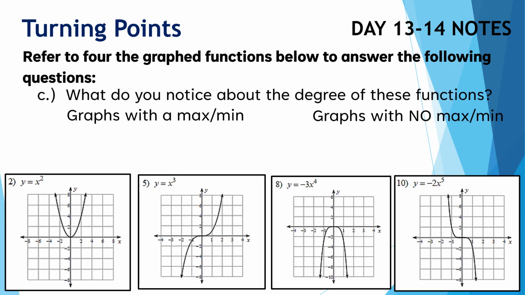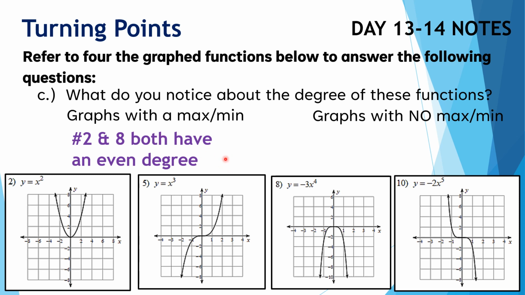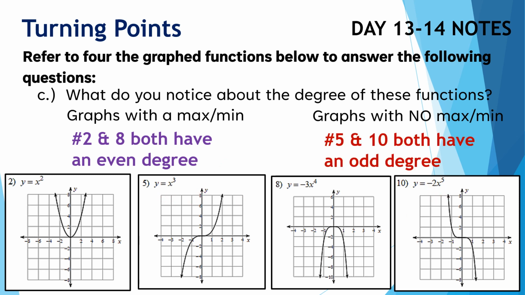The degree of the functions that have the absolute max and min: example 2 has a degree of 2, it's x squared. Example 8 has a degree of 4, it's negative 3x to the fourth. So both of them have an even degree. And our examples 5 and 10, x to the third power and negative 2x to the fifth power, have an odd degree and they do not have a max or min.